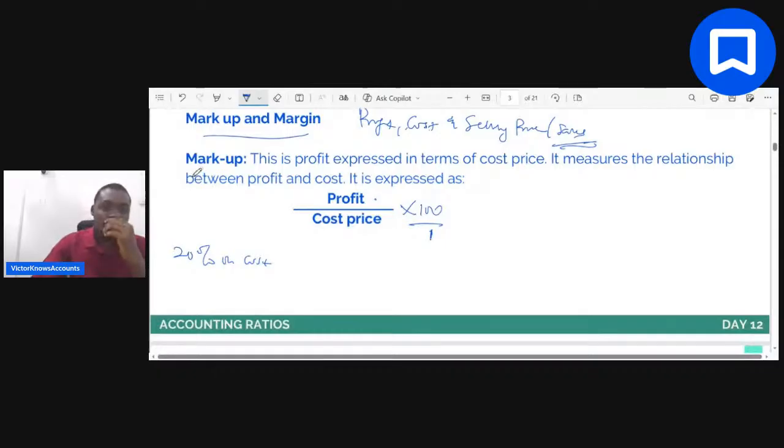Now, if you say 20% on cost, then you are tying your profit to your cost, which means that your profit will be expressed in terms of cost. That is what we know as markup. So markup shows the relationship between profit and cost. Do you understand that? I hope you are jotting. I hope you have notes. Profit and cost. So that would now mean that if I make 20% on cost, then my profit is 20 over 100 of cost, or 1 over 5.